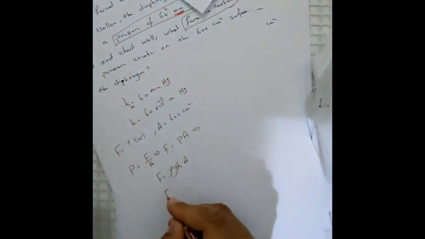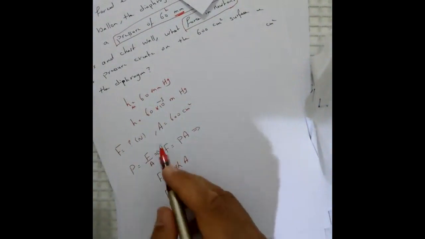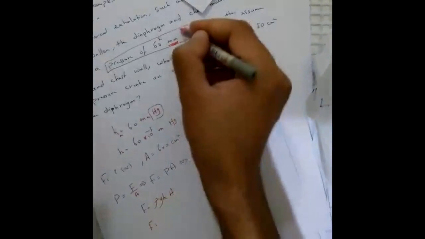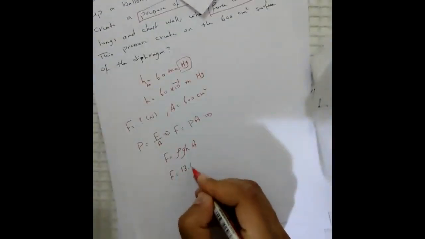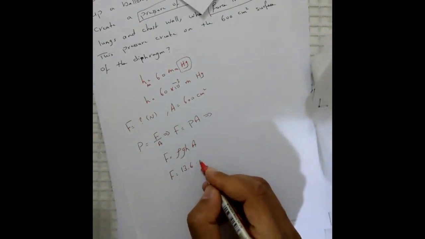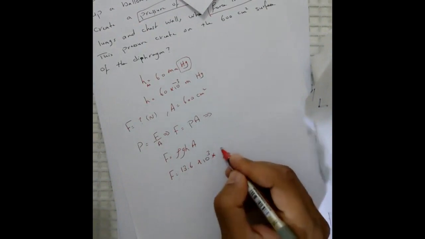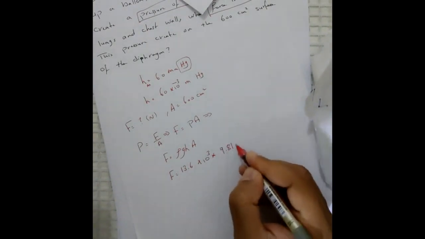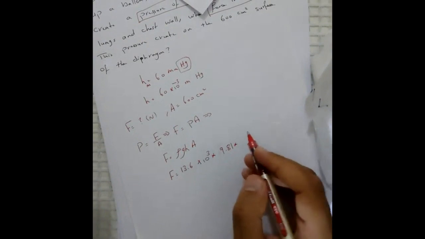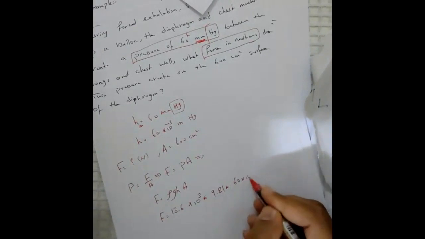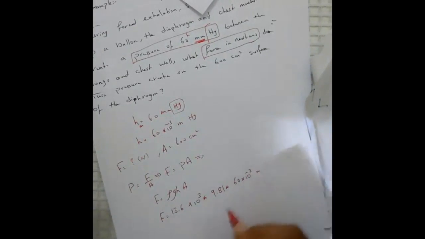So it will be F equal. Start with the rho. We are using mercury, he said mercury here. So rho is 13.6 times 10 to power 3, multiplied by G, which is 9.81, multiplied by H, which is here 60 millimeter. I transfer it to 60 times 10 to power minus 3 meter.